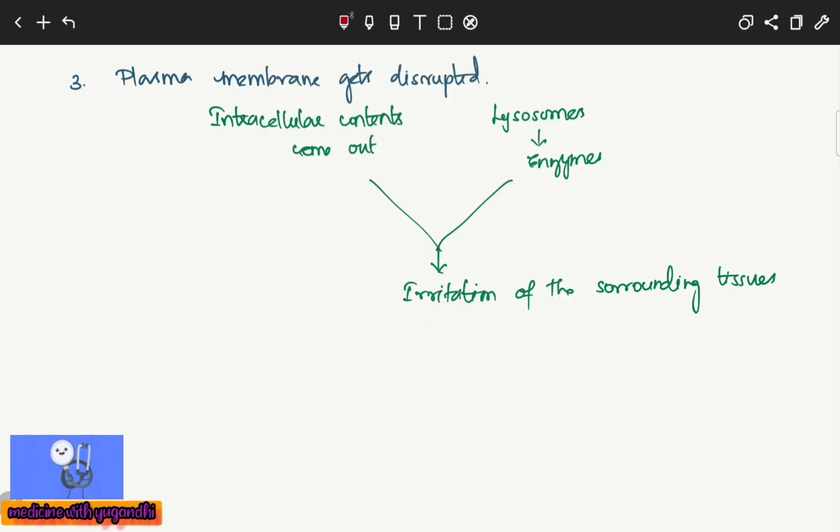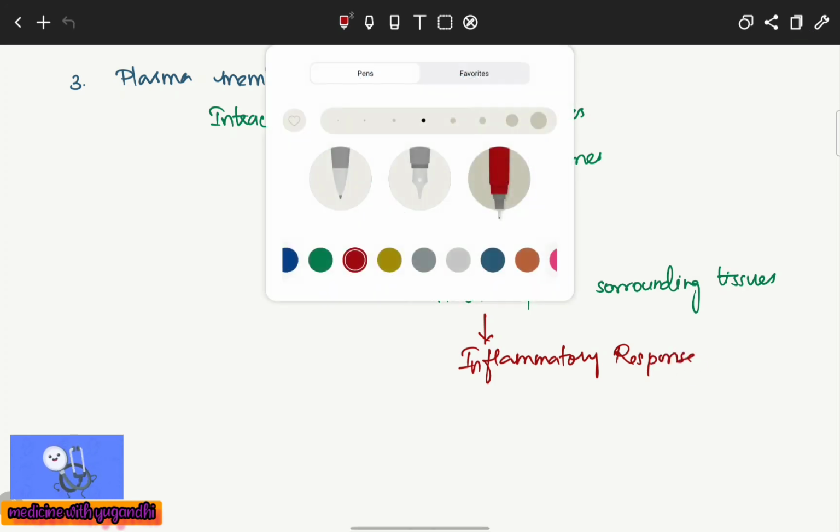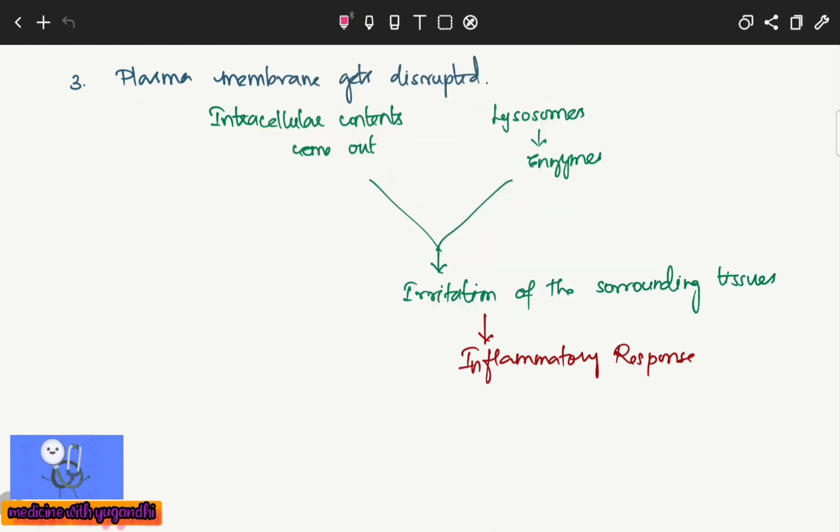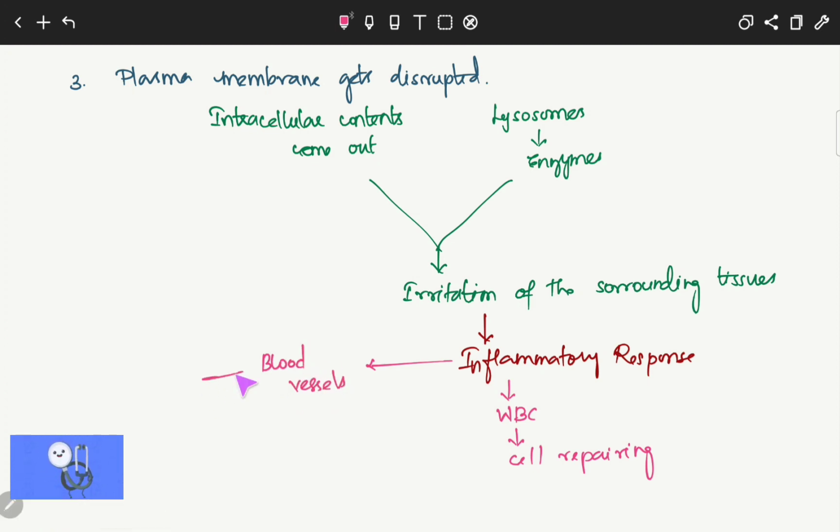All these things finally lead to an important response, that is the inflammatory response. Whenever the inflammatory response is elicited in a necrotic cell, the white blood cells start coming out of the necrotic tissue, and it promotes cell repair. Another important thing: as a part of the inflammatory response, the blood vessels nearer to the necrotic tissue undergo vasodilatation. So what happens? Increased permeability.